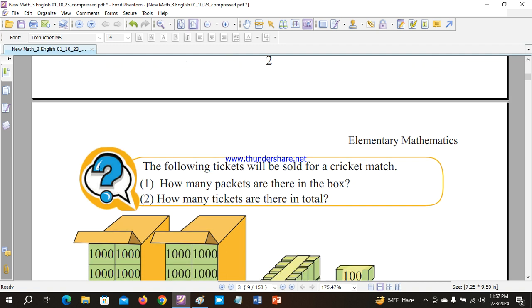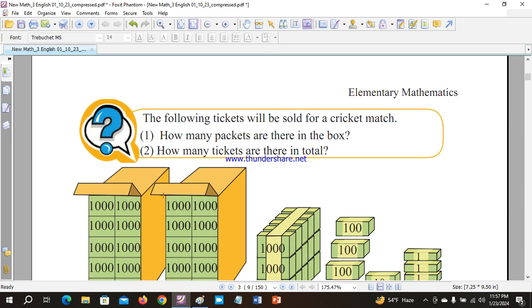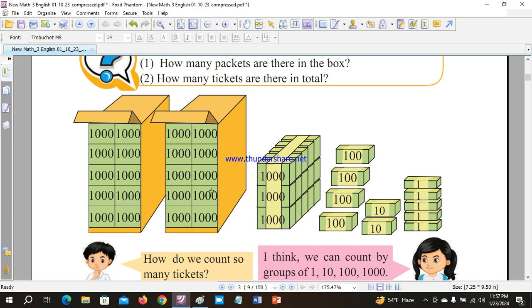Here is the key question: the following tickets will be sold for a cricket match. Number 1, how many packets are there in the box? Number 2, how many tickets are there in total? Look very carefully at the picture. There are two boxes, and in every box there are 1, 2, 3, 4, 5, 6, 7, 8, 9, 10 packets of thousands tickets.